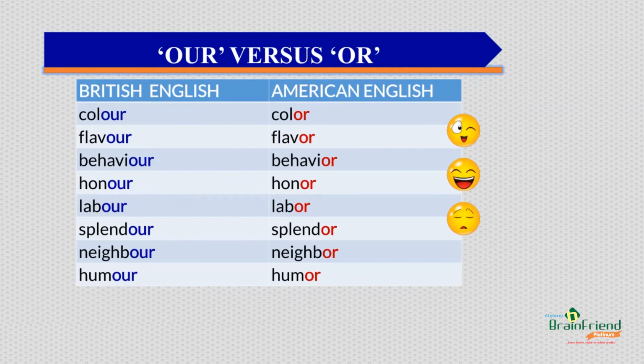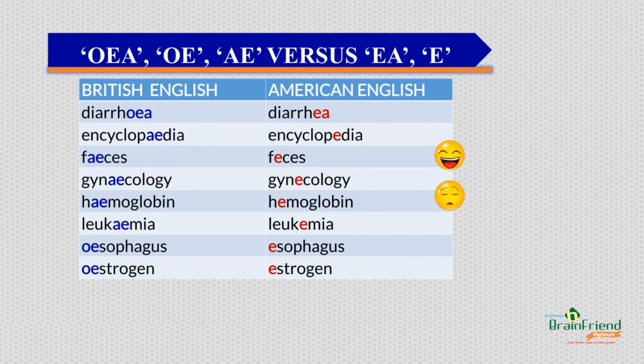Next, we have the spelling variation OUR versus OR. Words like colour, flavour, behaviour, honour, labour, splendour, neighbour, and humour end with OUR, while for American English, they end with OR. Also, we have the spelling variation OEA, OE, AE versus EA and E.